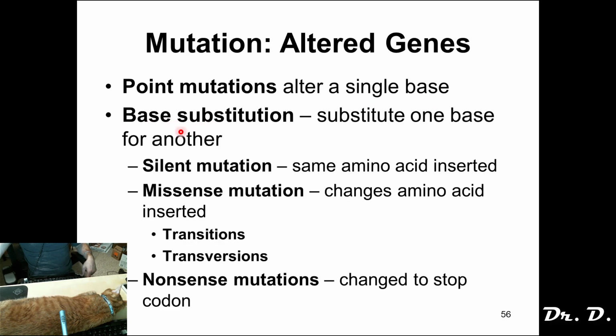That could result in different things. So if I change one to another, it's called a base substitution. There are three outcomes of base substitution point mutations. One is called silent mutation, where even though the gene was mutated, it didn't affect the amino acid inserted. Another one's called a missense mutation, which actually results in the DNA being changed and a change in the amino acid inserted. And then there's a nonsense mutation, where the change causes a premature stop codon to form.